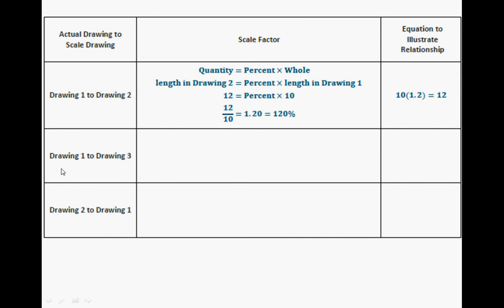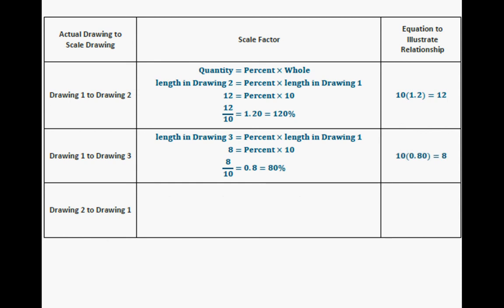All right, next let's do drawing 1 to drawing 3. Again, the length in drawing 3 is equal to the percent times the length in drawing 1. So 8 is equal to percent times 10. That gives us 8 over 10, or 80%. To check that, 10 times 80%, or 80 hundredths, is equal to 8.